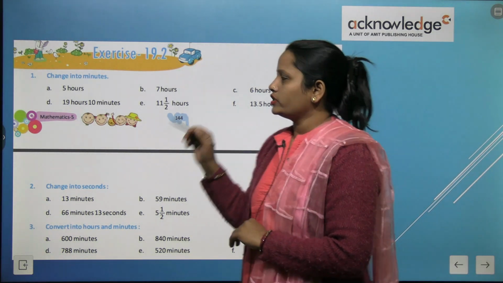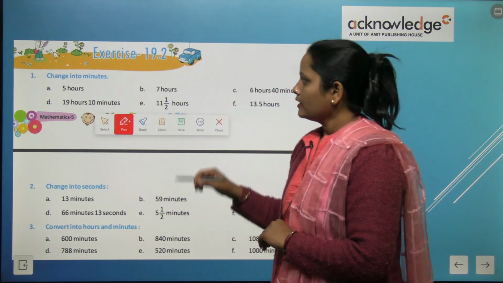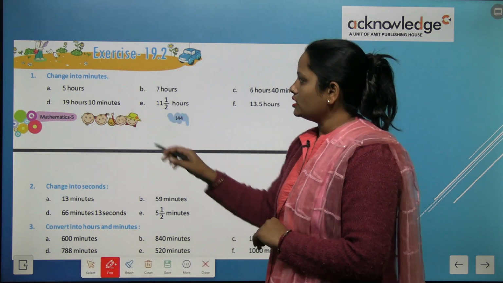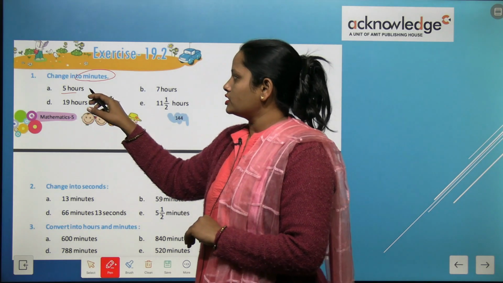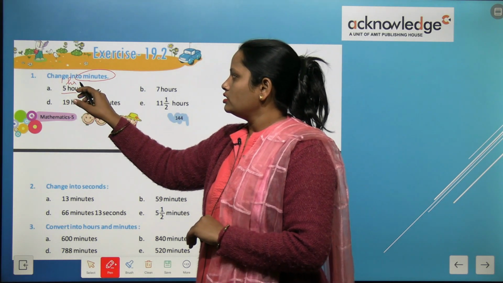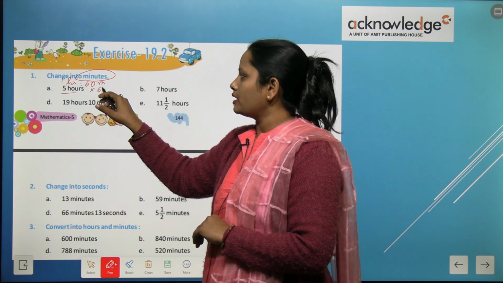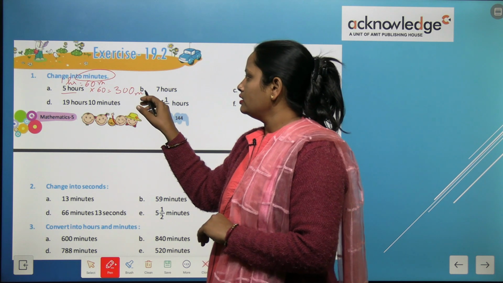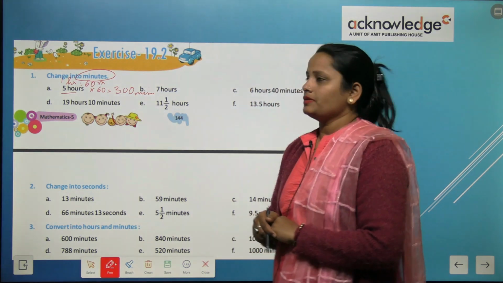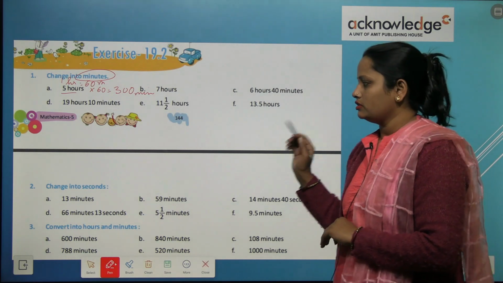Now let's do this exercise 19.2. Here we have to change this 5 hours into minutes. So 1 hour is equal to 60 minutes. So 5 hours is equal to 5 multiply by 60. So it will be 300 minutes. So similarly, children, you have to find the answer of the rest questions that are given here.